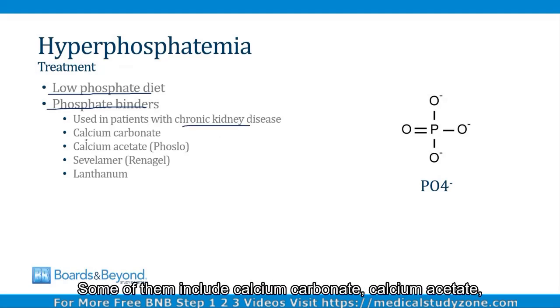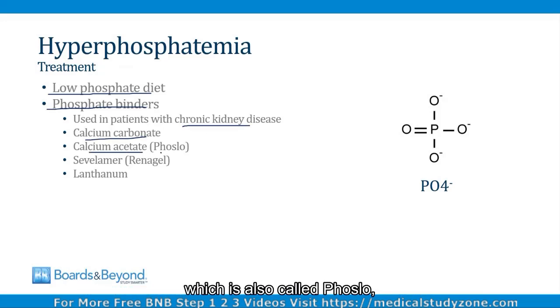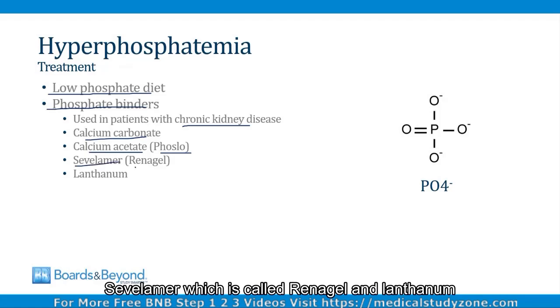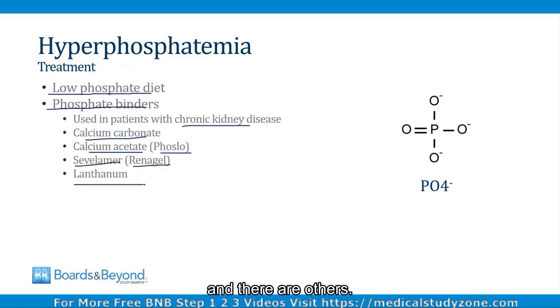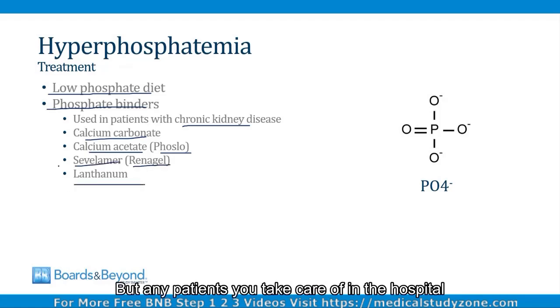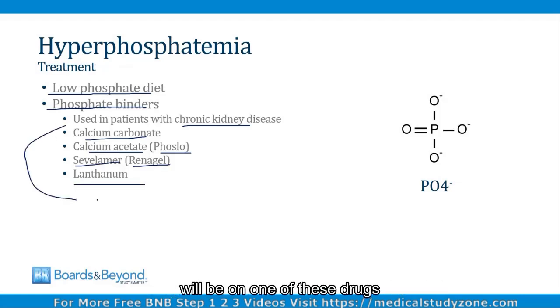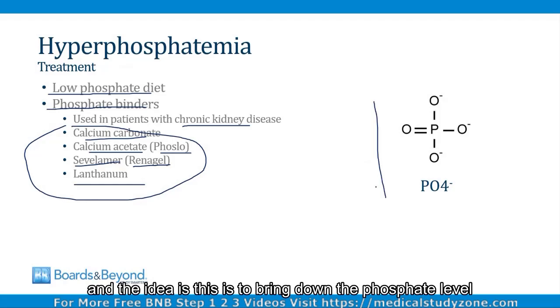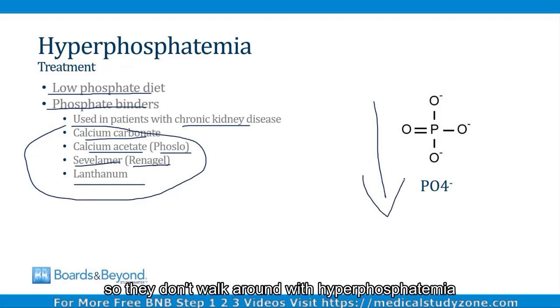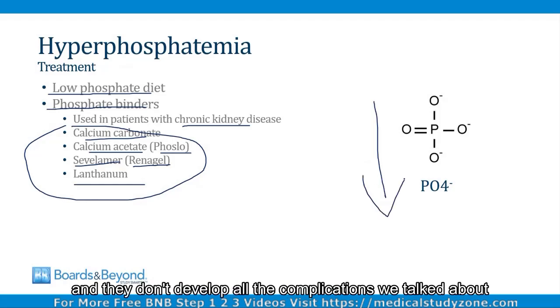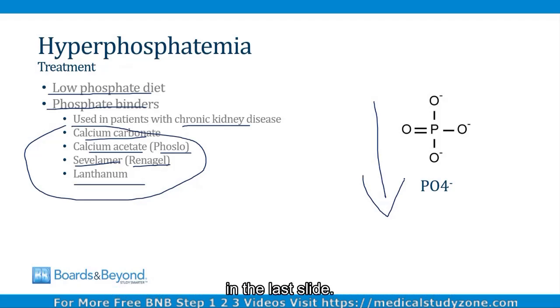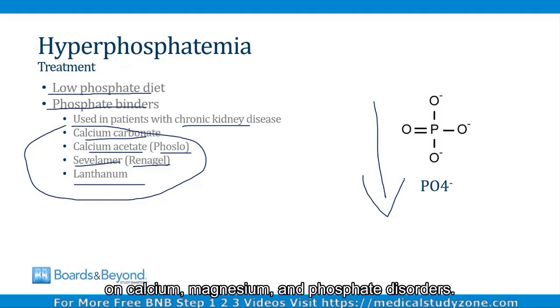Some of them include calcium carbonate, calcium acetate, which is also called PhosLo, sevelamer, which is called Renagel, and lanthanum, and there are others. But any patients you take care of in the hospital will be on one of these drugs, and the idea is to bring down the phosphate level so they don't walk around with hyperphosphatemia and they don't develop all the complications we talked about in the last slide. And that concludes our module on calcium, magnesium, and phosphate disorders.